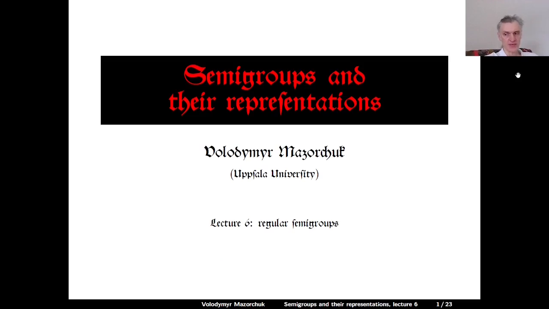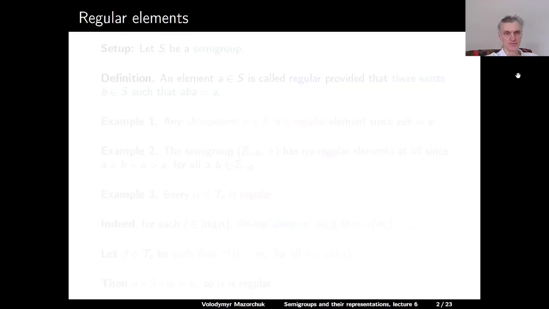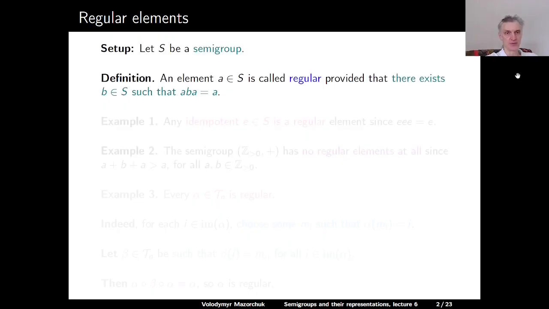Semigroups and their representations, Lecture 6, Regular semigroups. Let us start with the definition of a regular element. Our setup: let S be a semigroup. Definition: an element A in S is called regular, provided that there exists an element B in S such that ABA is equal to A.